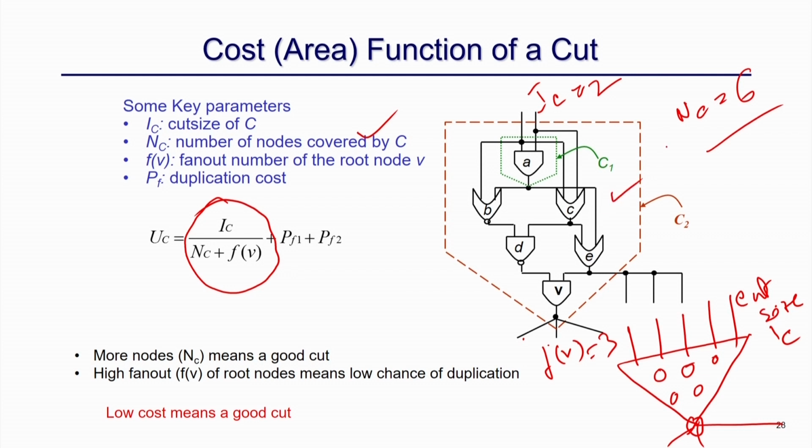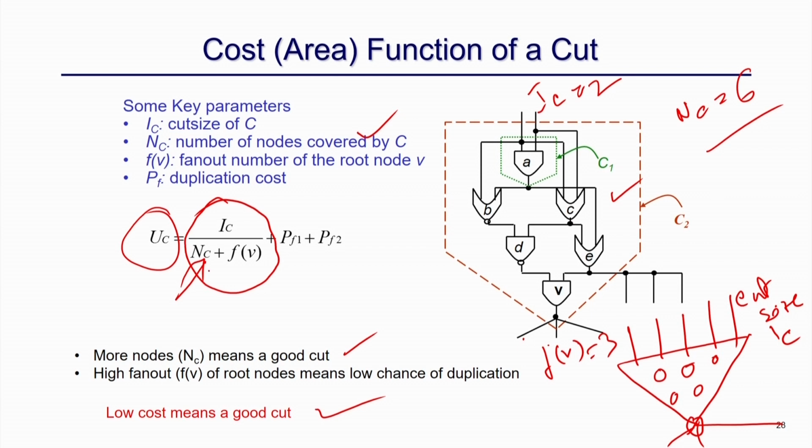So, if you pack more nodes in a particular cut, that means a good cut, because you are trying to pack a big number of gates into one cut. So, this is a good cut, and as I mentioned, if the value is low, that means a good cut. So, that is why this comes into the output here.